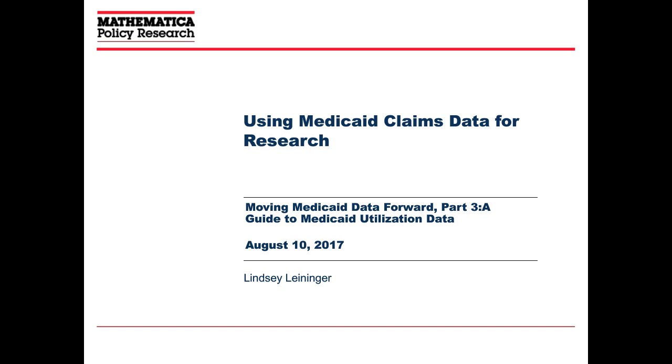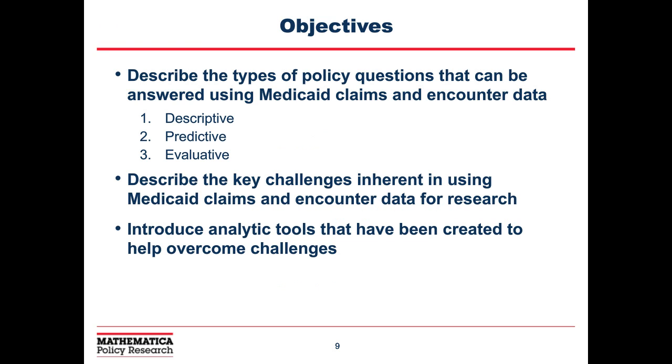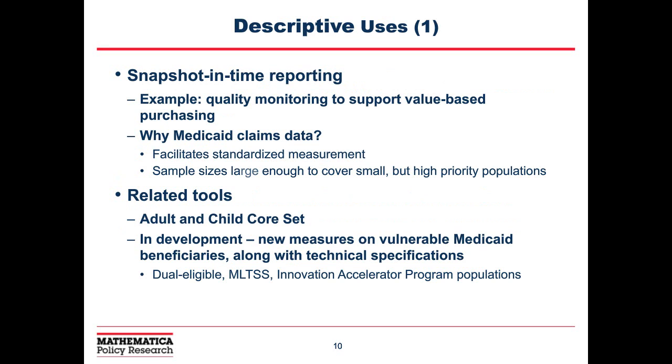So the first type of research question we'll cover is descriptive analyses, and I think Craig keyed this up really well. So these are really the bread and butter of so many claims-based research activities. The simplest class of descriptive questions are snapshot in time reporting or measurement over a single time period. And I think a particularly timely example of that is that Medicaid claims data systems are serving as an integral part of the data backbone that's really standing up quality monitoring initiatives supporting value-based purchasing innovations in Medicaid right now.